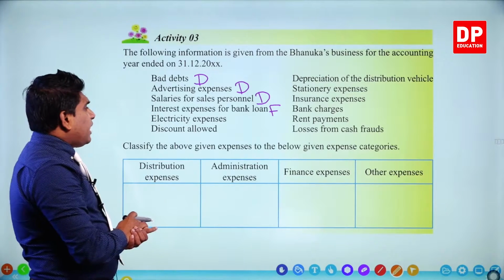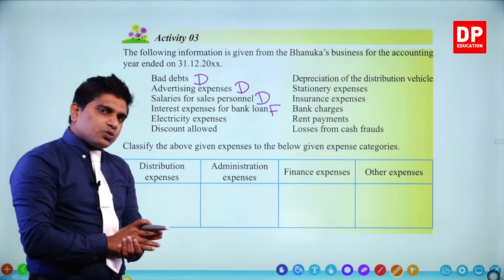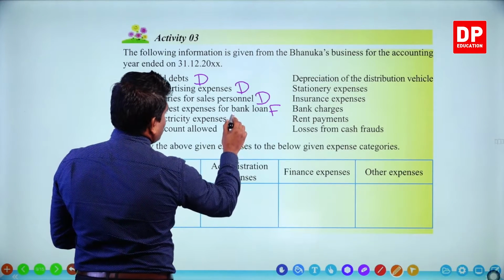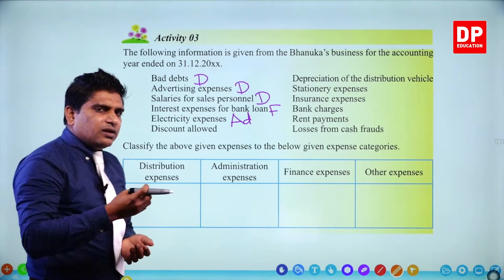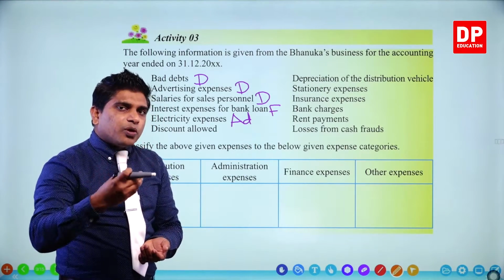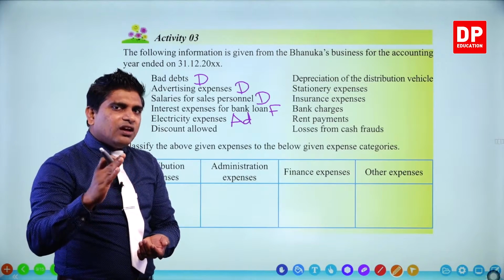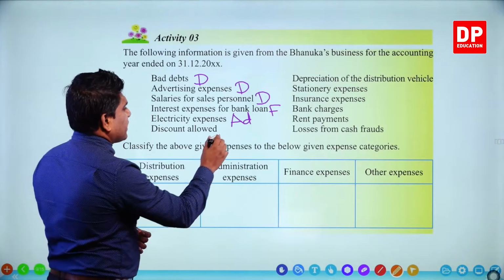Right? Electricity expense, where? Electricity, water bill, insurance, administration, right? Administration. Then discount allowed. We allow the discount. Why do we give the discount? To promote our sales. We allow the discount. Where do we put it? Distributing expense category.